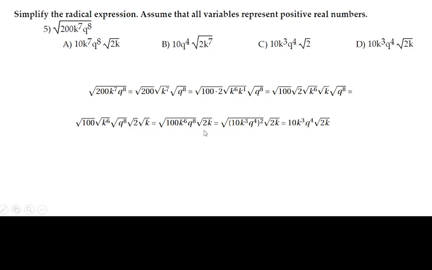And take the square root of our perfect squares. 100k to the 6th, q to the 8th is the square of 10k cubed, q to the 4th. We can't do anything with that radical 2k, so we're left with 10k cubed, q to the 4th times radical 2k.